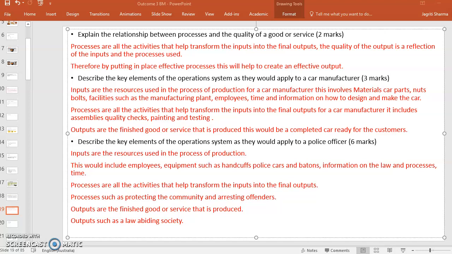Okay, so this is the feedback on questions that I've just assigned you. The first question is: explain the relationship between processes and the quality of good or service. This is a 2-mark question, so you have to have 2 points in there. Processes are all the activities, so you need to explain what processes are and what the relationship is between processes and the quality of goods or service.